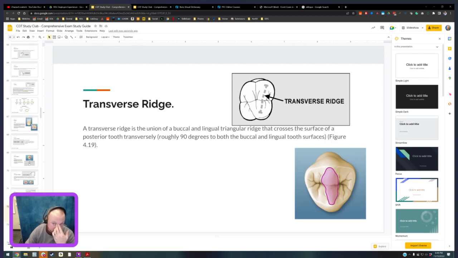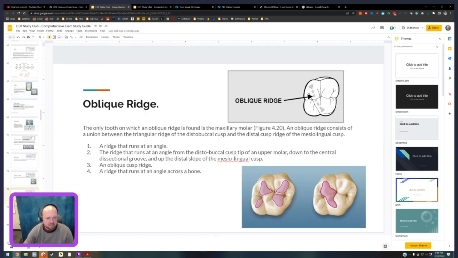But, all right, we know where it is. A transverse ridge is the union of a buccal and lingual triangular ridge that crosses the surface of a posterior tooth transversely. I thought you weren't supposed to use the word in the definition of the thing. So, like, if it's a transverse ridge, you don't say it's transverse. I just thought that was basic stuff. But maybe I'm wrong. Maybe I'm the crazy one here.